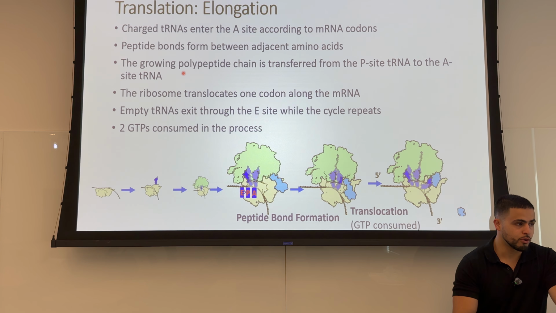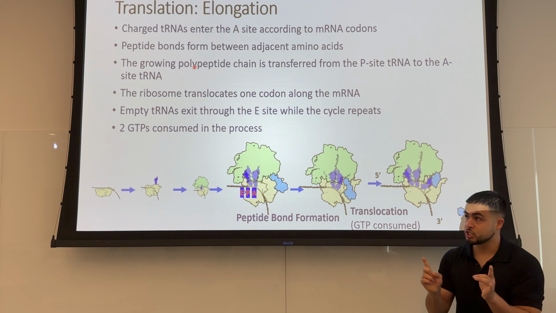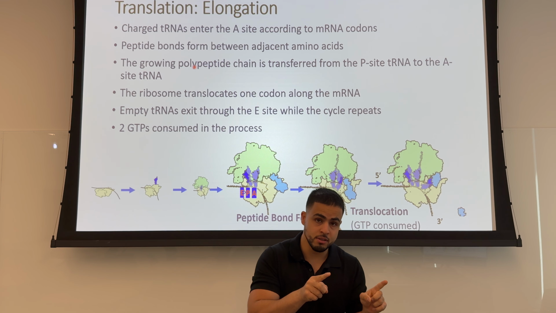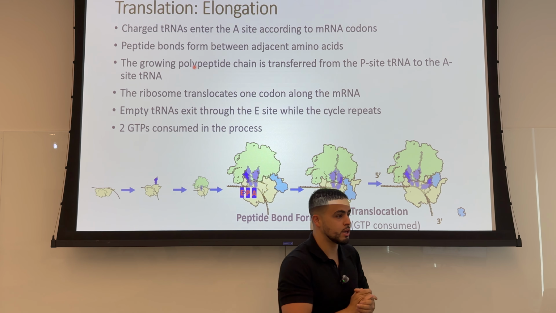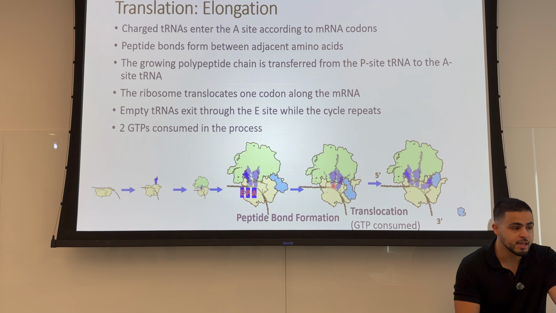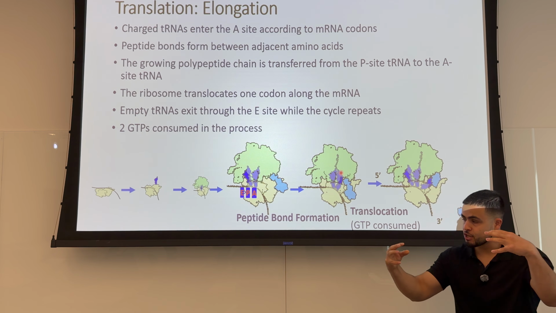Now notice this point over here, and I really want you to pay attention because this is a bit confusing. The growing polypeptide chain is constantly being transferred between the peptidyl and the aminoacyl site. If you take a look over here, this is the growing polypeptide chain. It is on the tRNA that's on the peptidyl site. This new tRNA is charged with some amino acid. Again, let's just say it's alanine. It's at the aminoacyl site. And this is the exact moment that the peptide bond is forming.